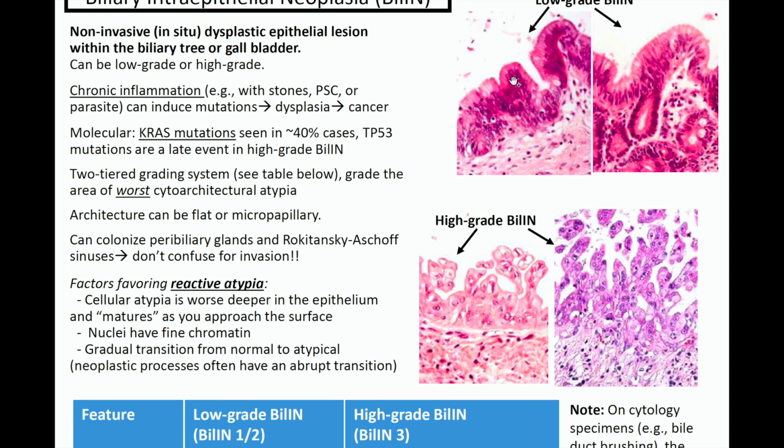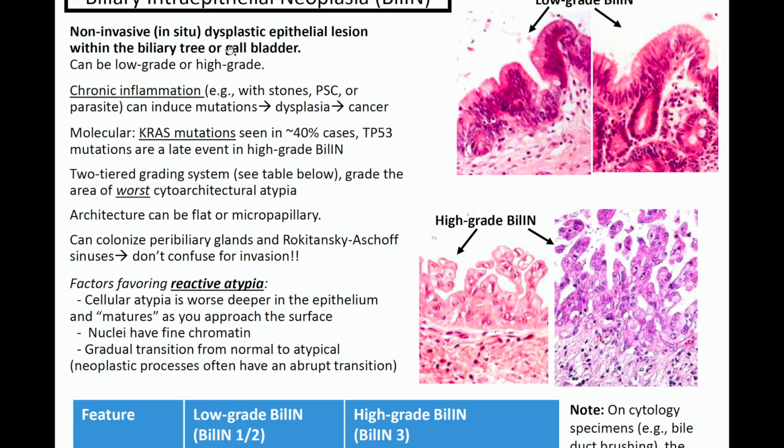And here you can see this low grade BilIN. You can tell those nuclei are a little abnormal. They don't look monotonous, they look kind of dysplastic, and they are in fact low grade dysplasia. You can also have, in BilIN, chronic inflammation. This can happen with gallstones, primary sclerosing cholangitis, or parasites, which can induce mutations, lead to dysplasia, and cancer. So what could start out as cholecystitis or some inflammation could eventually lead to dysplasia and cancer down the way.